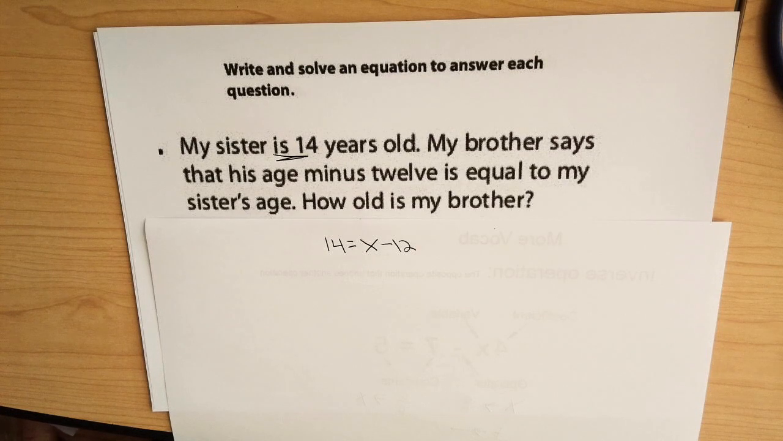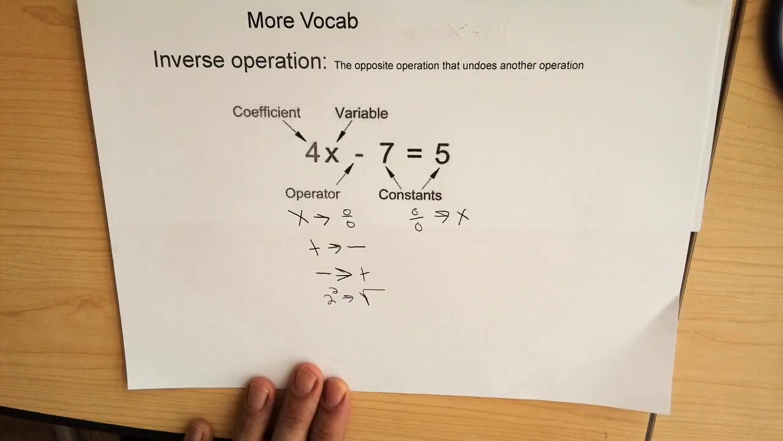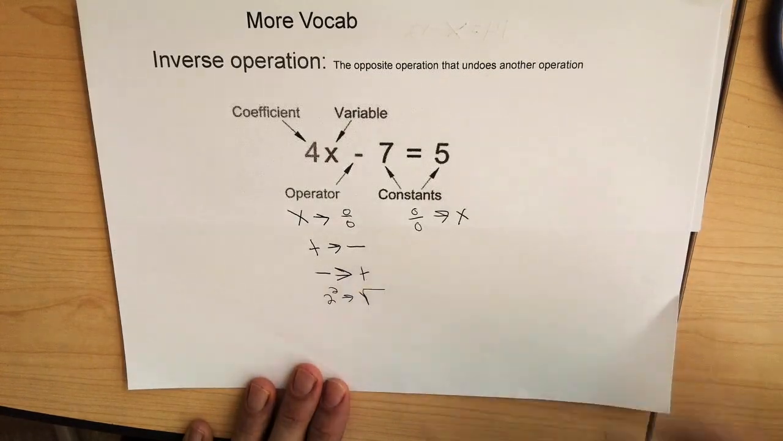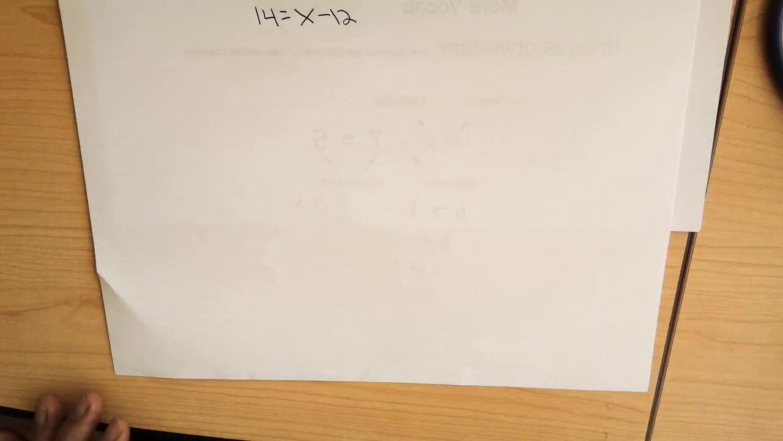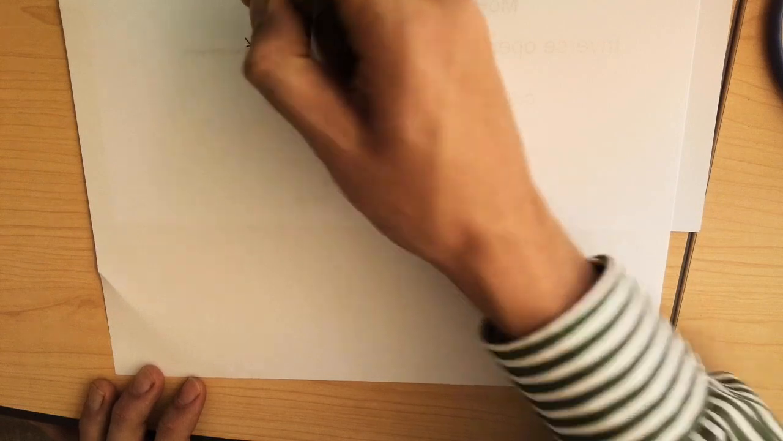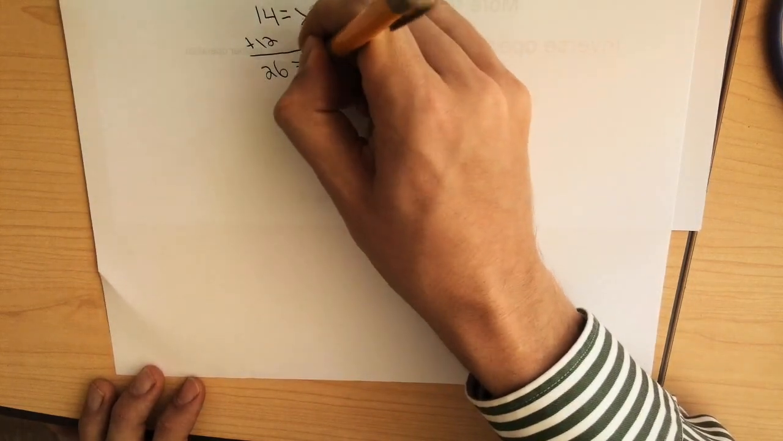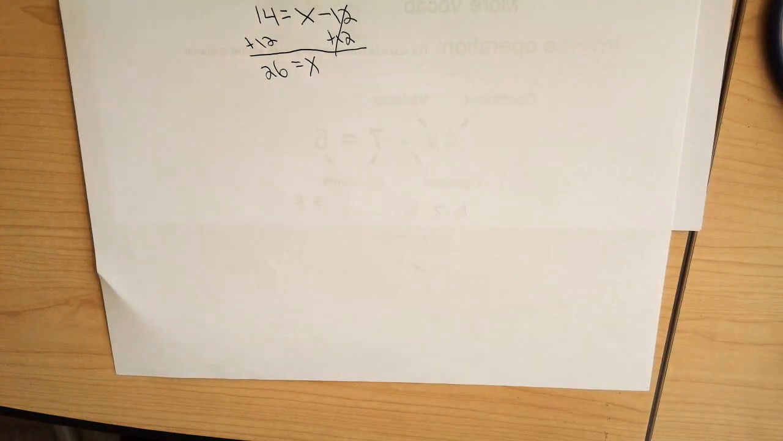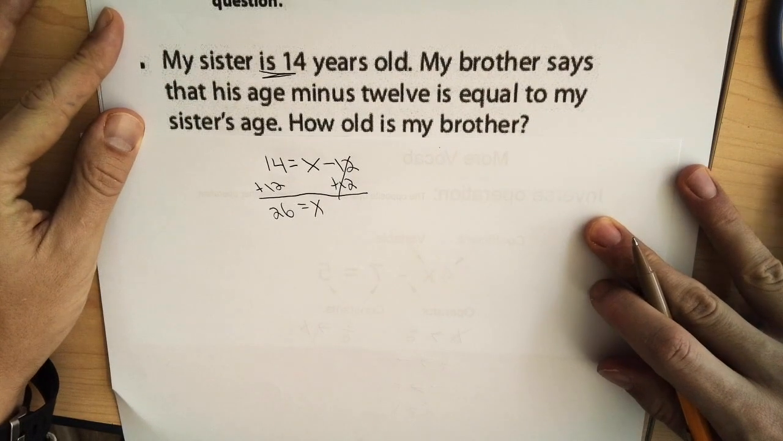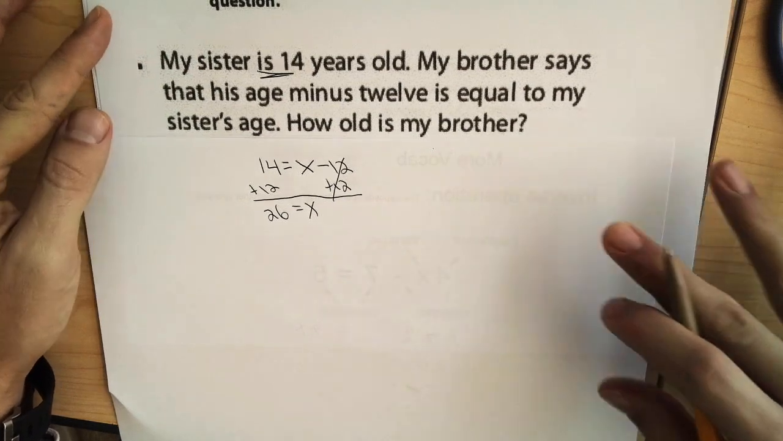Now we'll use inverse operations to figure out what x is. If we're minusing, then we have to add. So we'll add 12 to the right side, then add 12 to the left side. We get 26 is equal to x. So how old is my brother? 26.